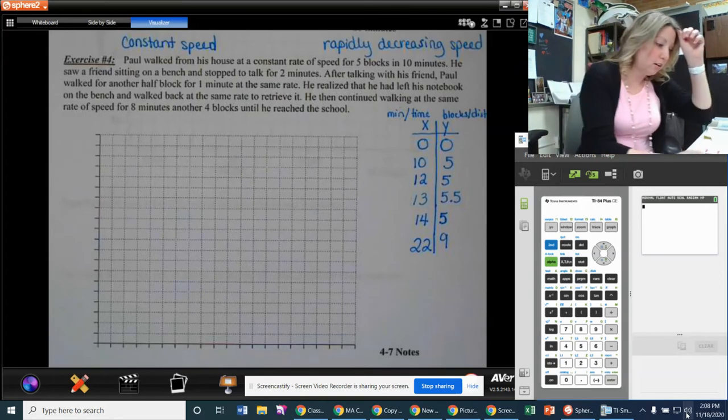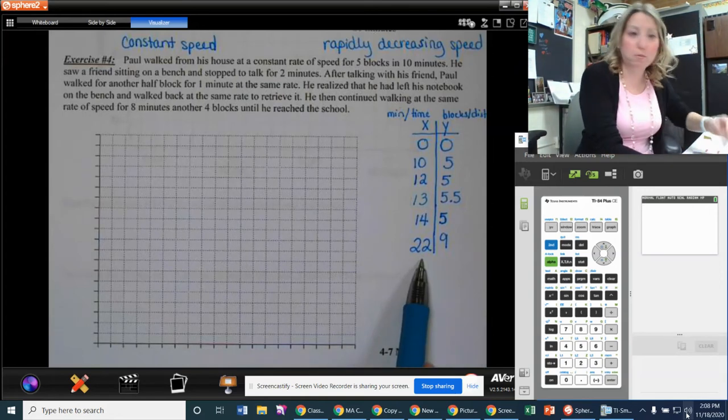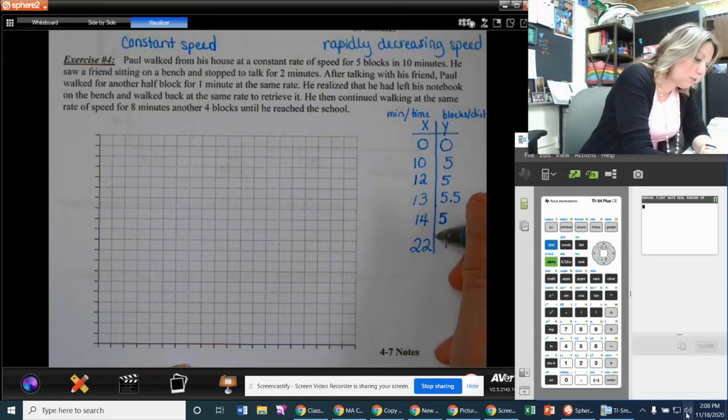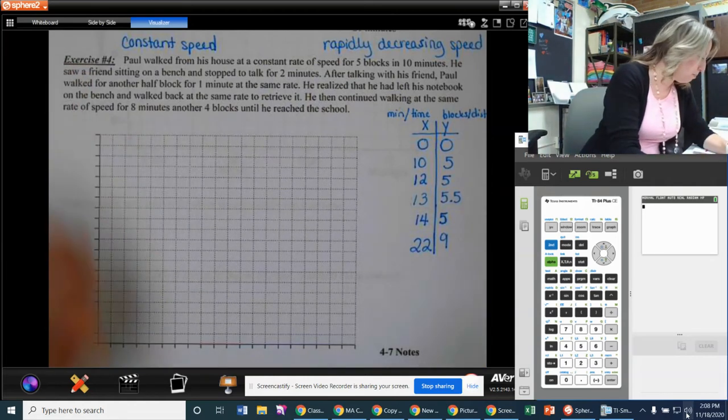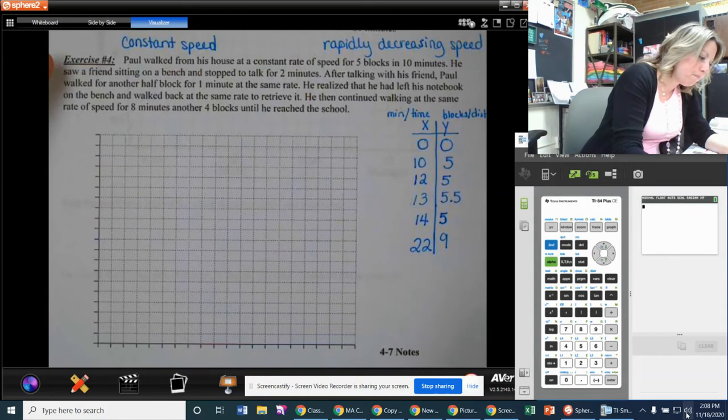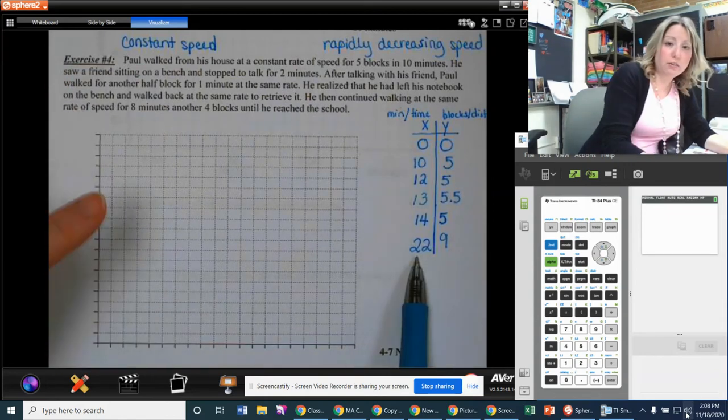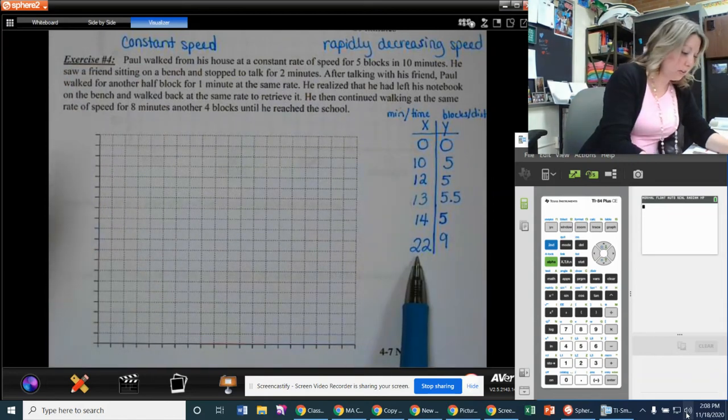bump in the road there. The 2 minute bump in the road. It should have taken him 20 minutes to walk these 9 blocks. Okay, which seems a little lengthy, but okay, we'll give it to him. Right? Now, what that gives me is my totals.